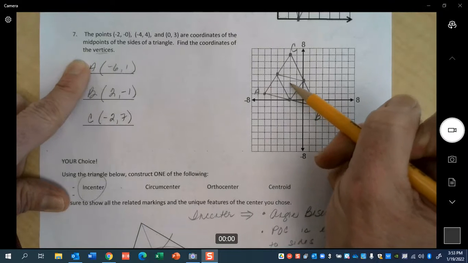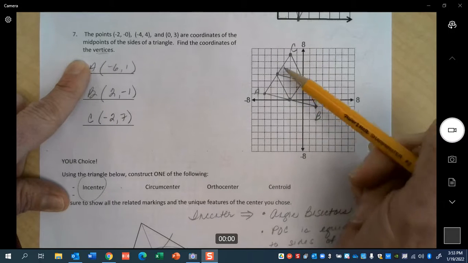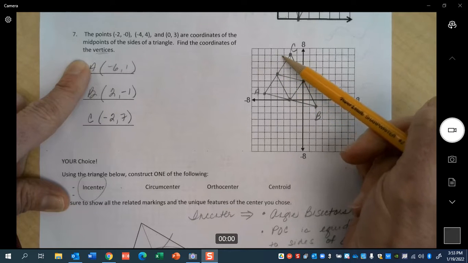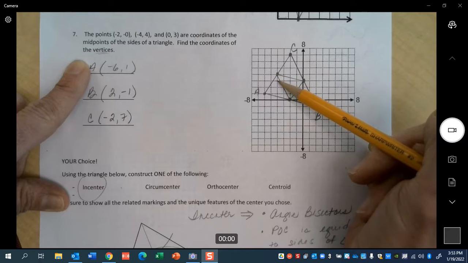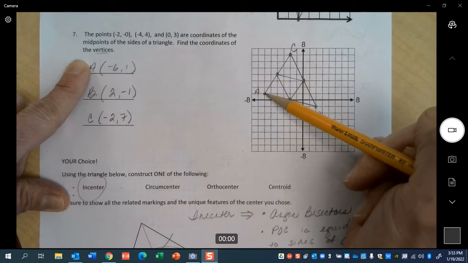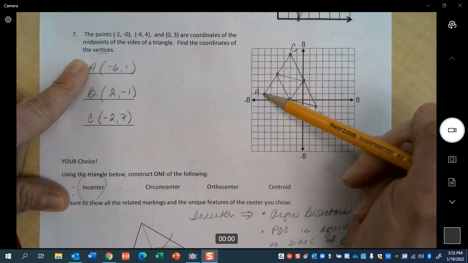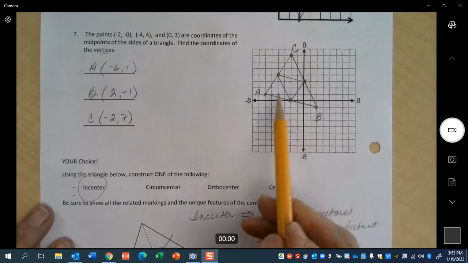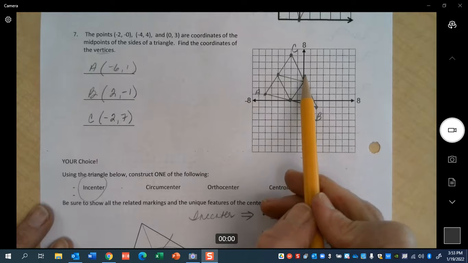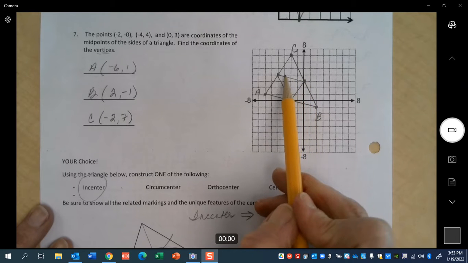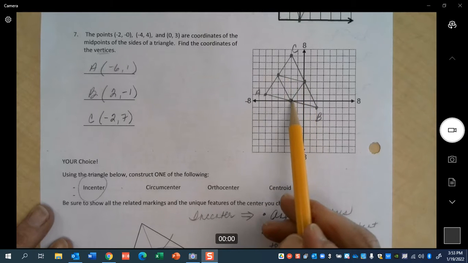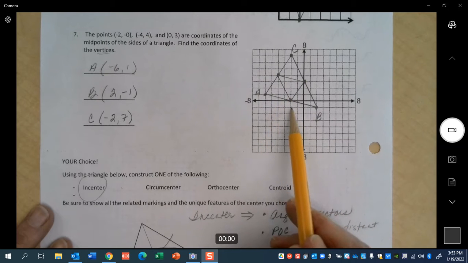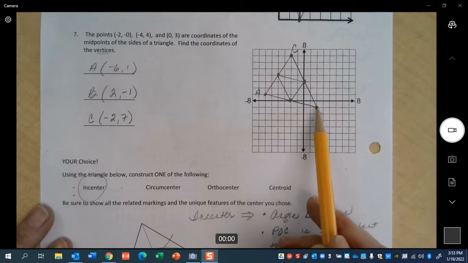Rise 1, 2, 3, run 1, 2. So from that vertex point, rise 1, 2, 3, run 1, 2, fall 1, 2, 3, back 1, 2. If I repeat that slope counting process for each of these, then I can figure out what my vertices are. Rise 1, back 1, 2, 3, 4. Fall 1, forward 1, 2, 3, 4.